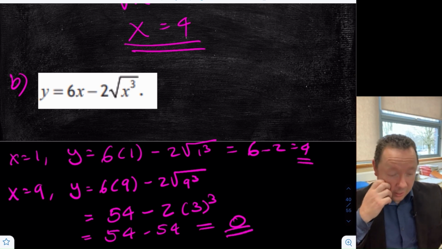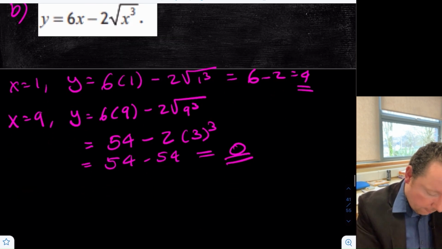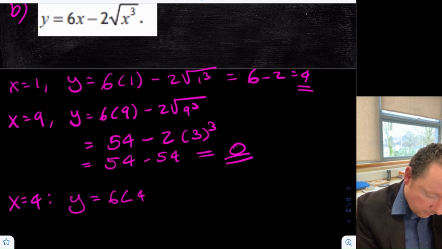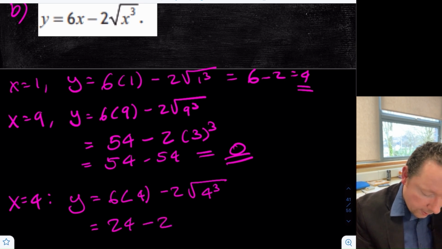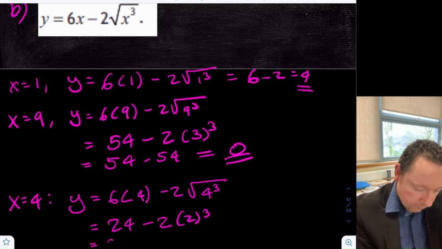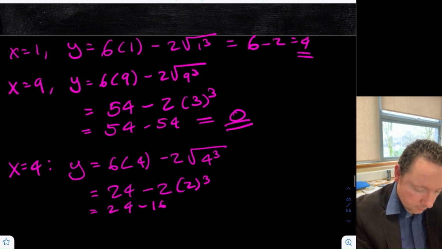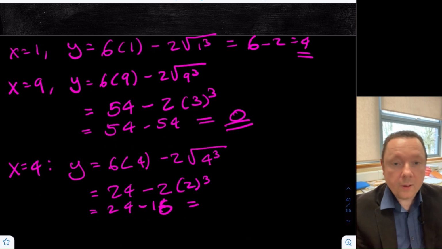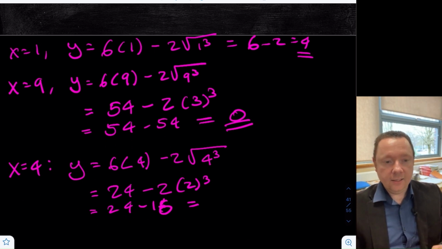So now I need to evaluate it at x equal to 4. So at x equal to 4, we've got y equals 6 times 4, minus 2 times the square root of 4 cubed. 24 minus 2 times the square root of 4, which is 2, so 2 cubed. 2 cubed is 8, times 2 is 16. 24 minus 16 is 8.